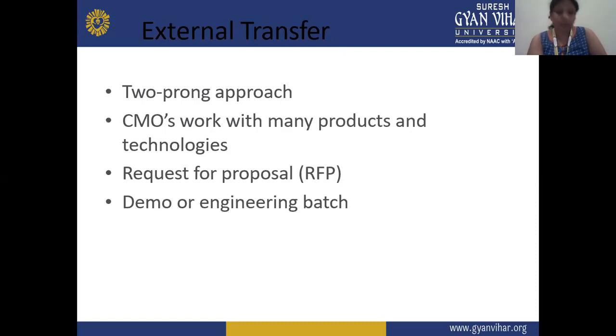Now the next is the external transfer. If external transfer is there, then a two-prong approach is used. CMOs work with many products and technologies: request for proposal (RFP), and demo and engineering batches. So if we are doing the external transfer, you should go for the request for proposal first. You need to first send the request for proposal, that is RFP.